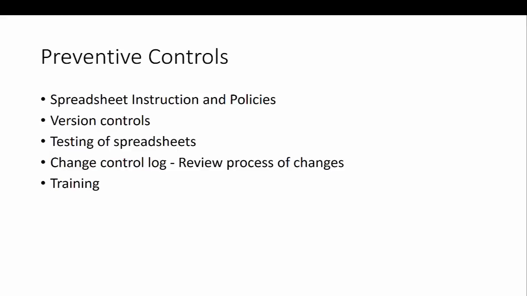Preventive controls can include several different things. One is you want to establish spreadsheet instructions and policies. For example, how often will the design be reviewed? Another approach you can take is to have version controls anytime you go through any changes to the spreadsheet so that you have a working old file while you are making a new change. This way, you have not lost a good functioning file.